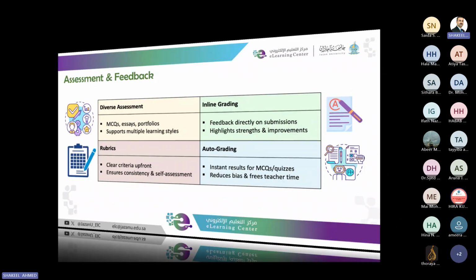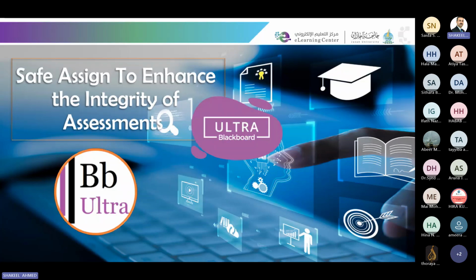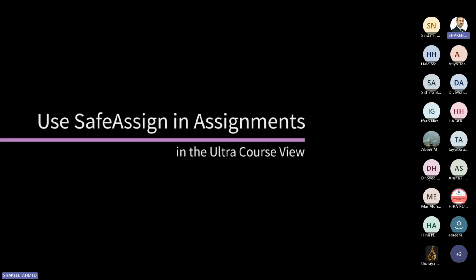Another interesting option is SafeAssign. SafeAssign is another great option because it supports fairness and honesty in student work. It checks student submissions against large databases. This helps identify copied content or similarity in assignments. The goal is not to punish students. The goal is to guide them toward original work and proper writing. Students can also learn from the report. They can see where similarity exists and improve their work.